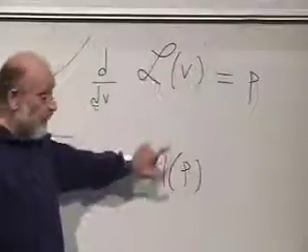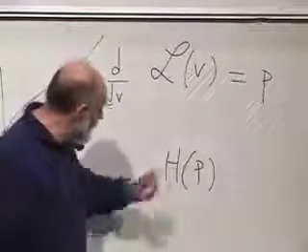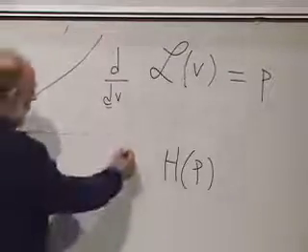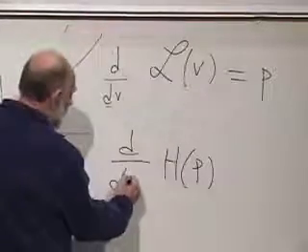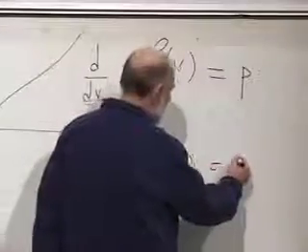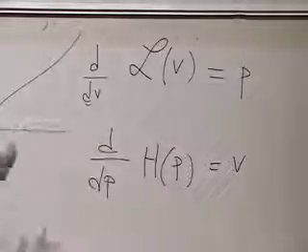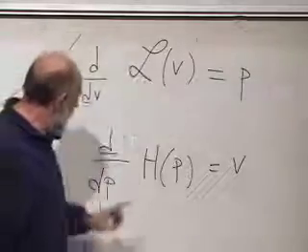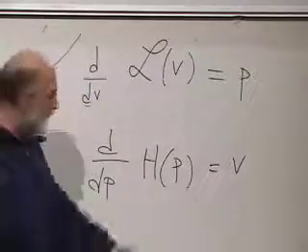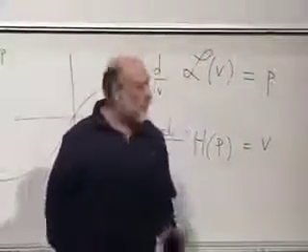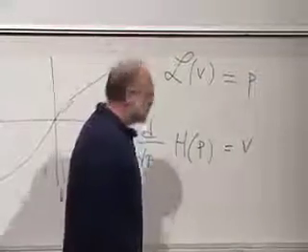But each one is thought of as a function of its own variable, L of v or H of p. And the relationship is that H and L are connected by: the derivative of H with respect to p is v. This is a completely symmetrical relation between p and v and between L and H. The derivative with respect to v of L is p. The derivative with respect to p of H is v. Now, let me show you why that's always possible to do, and to show you the relationship between L and H.